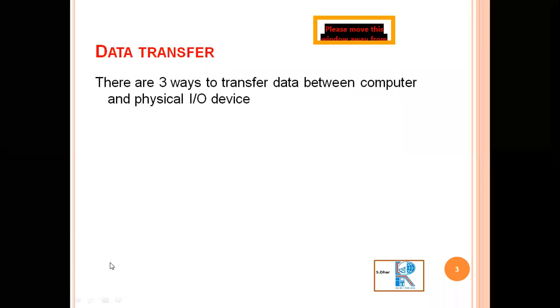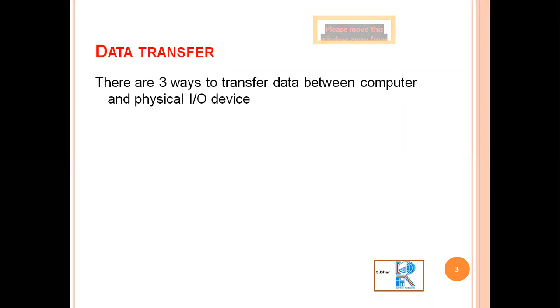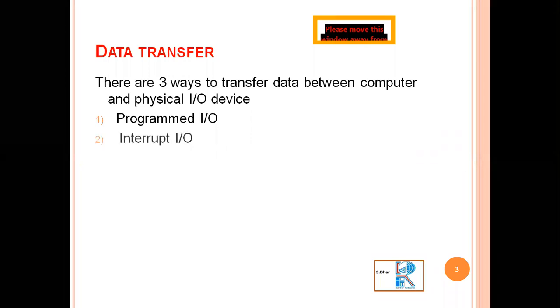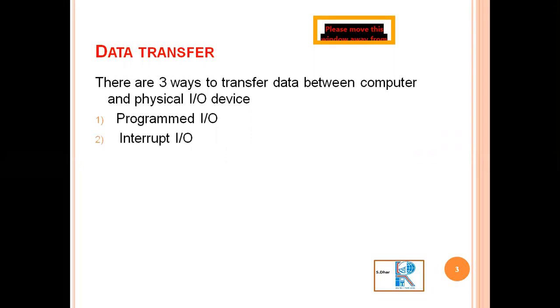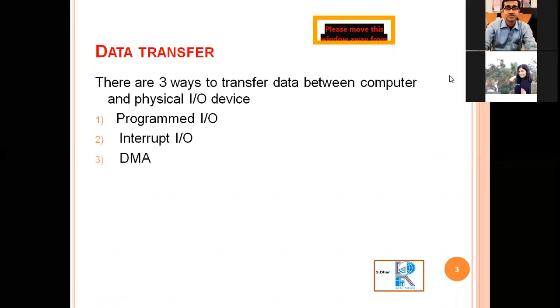Now there are three ways to transfer data between the computer and the physical IO device. Clear? All machines use one of three techniques for transferring data from CPU to the IO device or IO device to CPU. Okay. So what are the three techniques? The three techniques are called: number one, programmed IO; number two, interrupt IO, where IO means the IO device here; and number three is DMA or direct memory access.